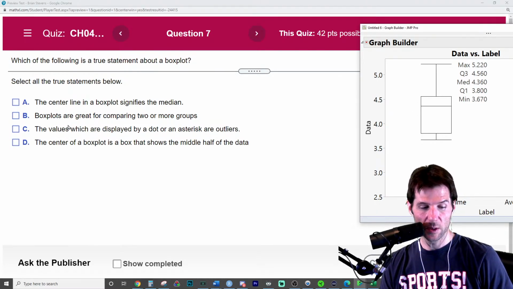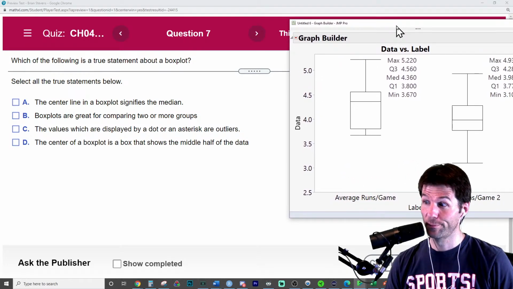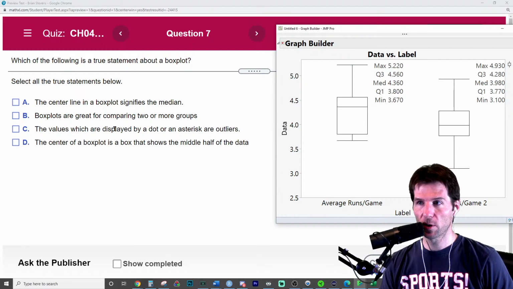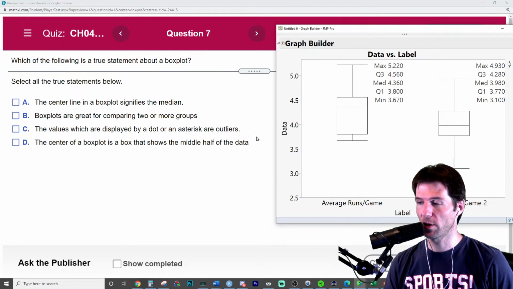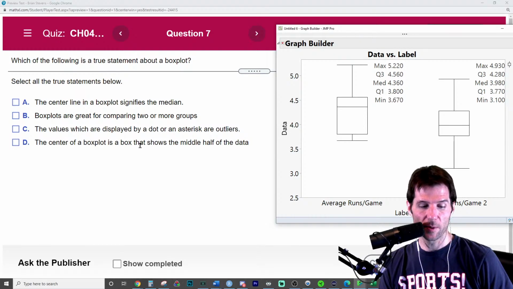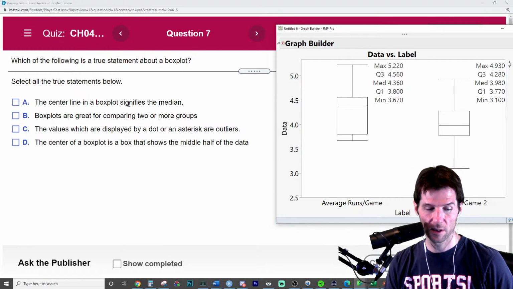Got it. Box plots are great for comparing 2 or more groups. Definitely. The values which are displayed by a dot or an asterisk are outliers. Well, yeah, we don't have any outliers, so yes, they are. The center of a box plot is a box that shows the middle half of the data. Yep, look at that. Q3, Q1 is the middle half.